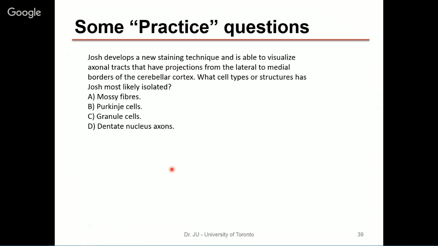And this is exactly the way I like asking questions. So there's a new staining technique, you're looking at axonal tracks, and this was a really specific question for that particular year, but you should actually be able to figure out the answer, even though it sounds like it's something you might not know. You should be able to figure out this answer even without all the other details of it.